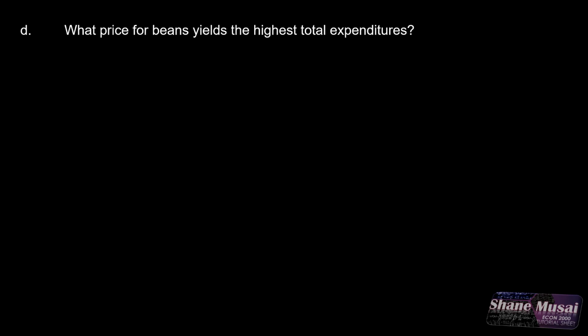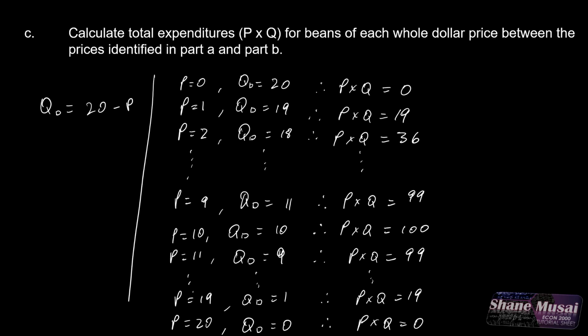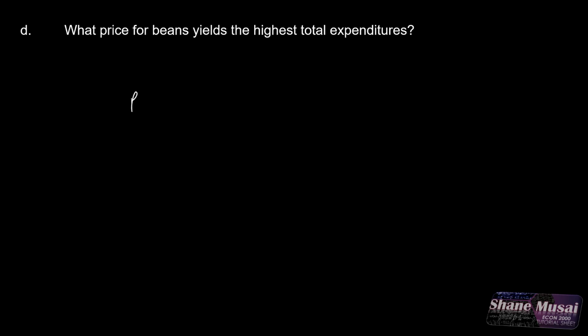Now let's check Part D. Part D says, what price for beans yields the highest total expenditure? And we saw from this whole table that the highest total expenditure is equal to 100, and that happens when the price is equal to 10. So the answer is when price is equal to 10. And that answers Part D.